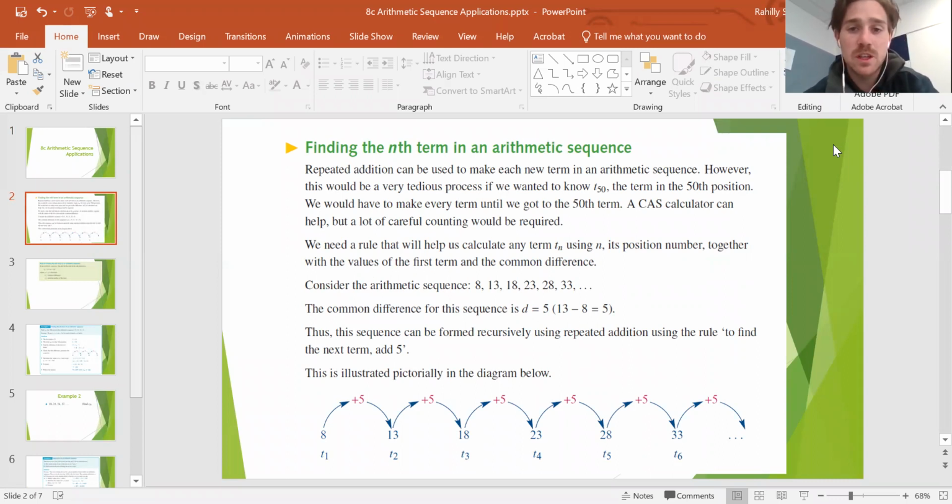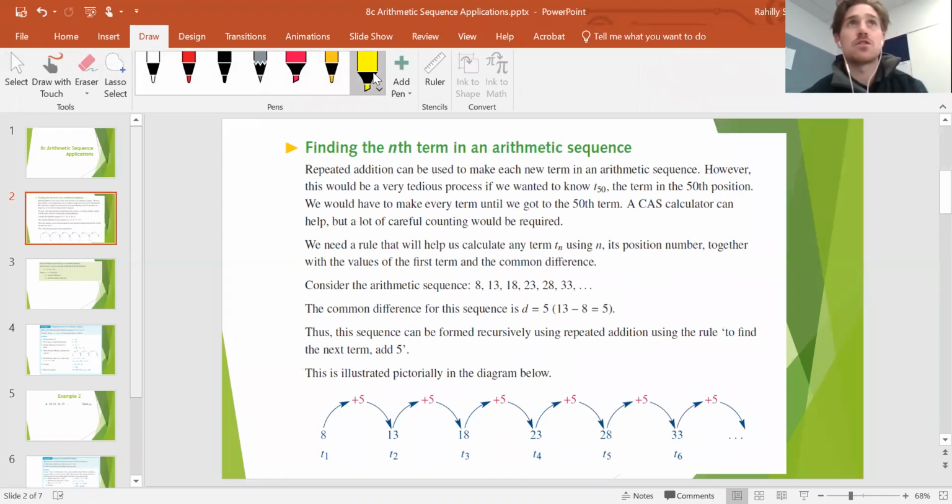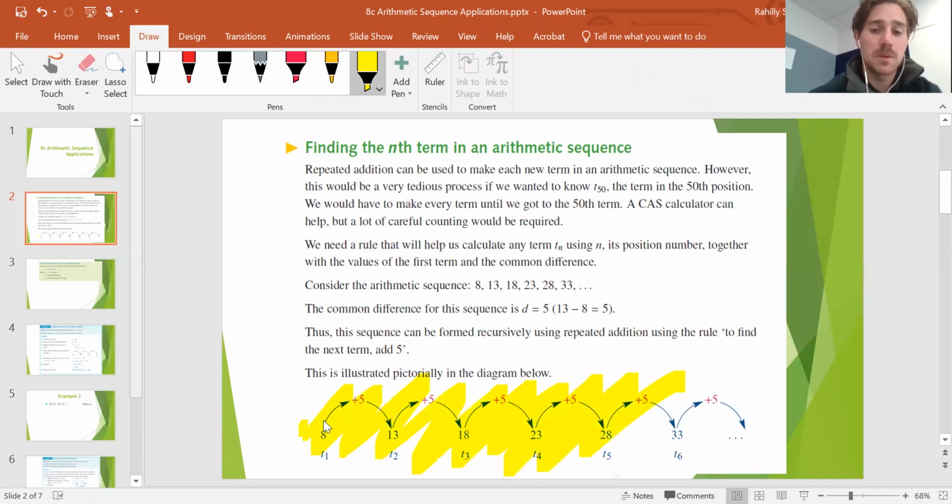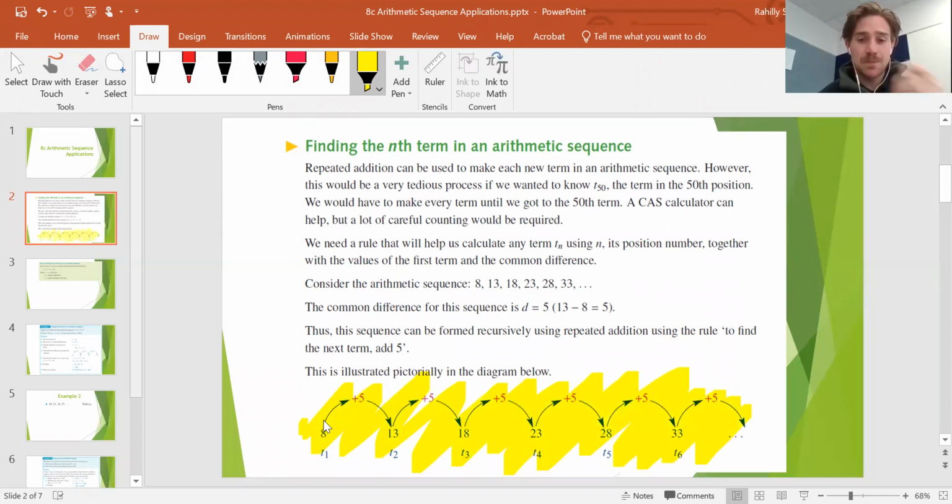So repeated addition can be used to make each new term in an arithmetic sequence. However, this would be very tedious if we wanted to know what the 50th term was. Okay, because you'd have to just go 5 plus 5 plus 5, 50 times. And it'd take quite a while. We need to find a rule that helps us work it out without having to just completely repeat it like they've done down the bottom here. Okay, so we want to avoid having to do that. And we do that by finding the rule, which is what we're going to get into.